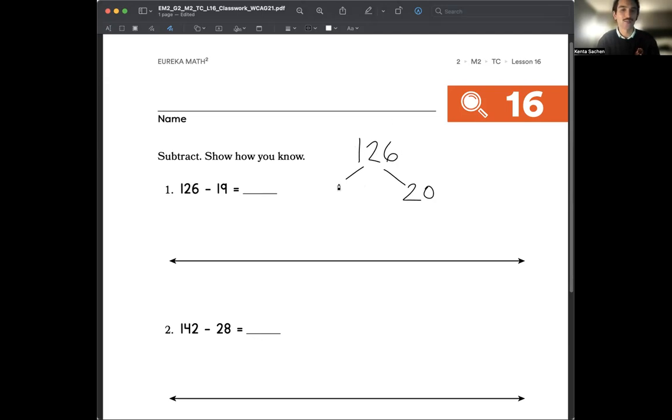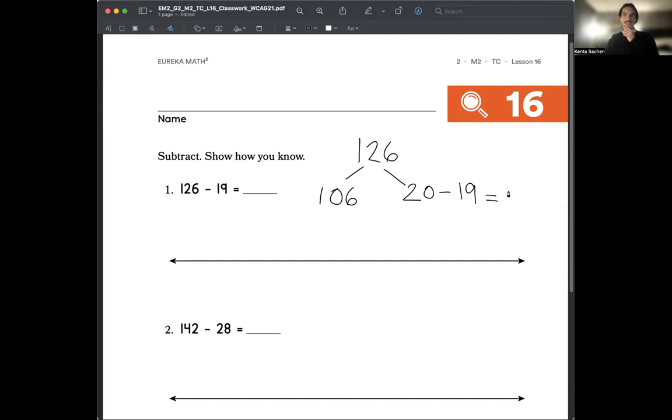Now let's think. What is 126 minus 20? Right, that's how we're going to find this number right here. So let's take away 20 from here. Or 2 tens, we'll get 106. Very much like our warm-up, right? Okay, so 126 gets split up into 106 and 20. Now we can very easily subtract 19 from here.